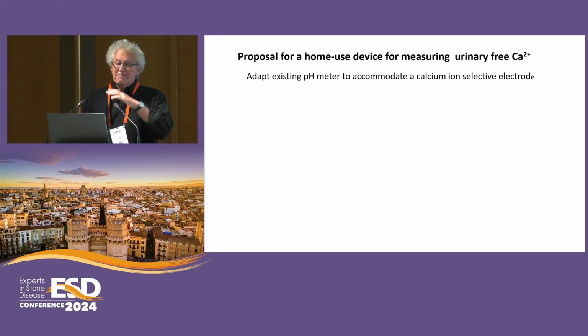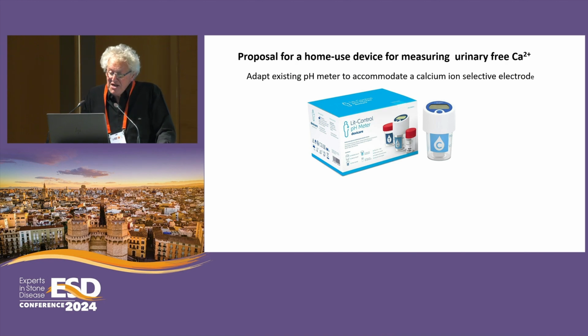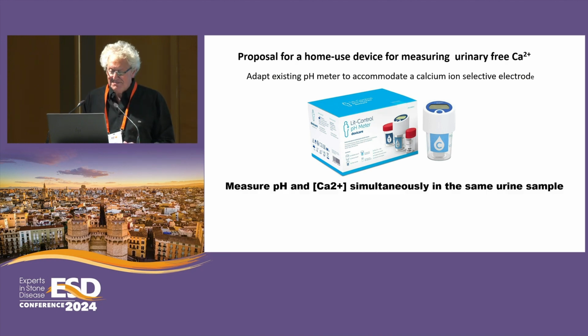So my proposal, DeviCare, listen to this, adapt your existing pH meter to accommodate a calcium ion selective electrode. That pH meter, the device that you have, is terrific. It's very, very user-friendly, very clever, very good engineering. So there it is. So it's got one electrode in that cup already for the pH. I'm proposing for home use a device for measuring the free calcium.